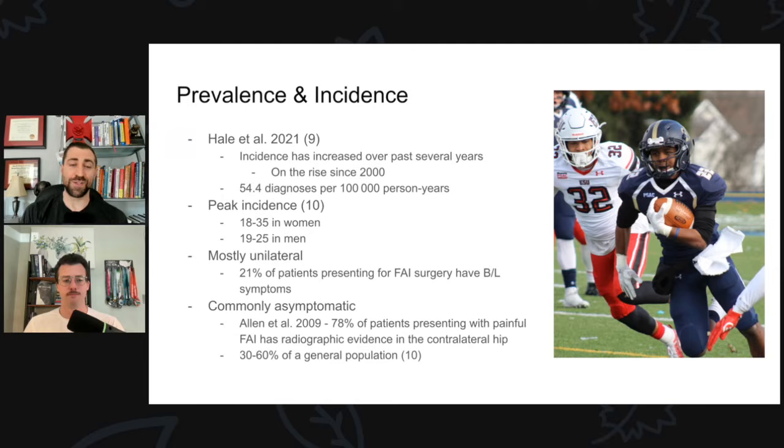Some of these numbers are absolutely staggering. Allen et al. In 2019 showed 78% of patients presenting with painful FAI have radiographic evidence in the contralateral hip. So almost all folks have FAI on both sides, or they have the radiographic findings on both, but they don't have the clinical symptoms on both. And 30 to 60% of the general population presents with radiographic evidence of FAI, but not actually the clinical symptoms, right? So a high percentage of folks are asymptomatic.